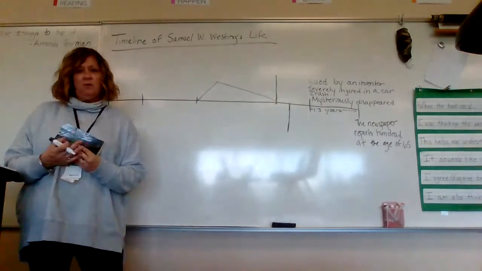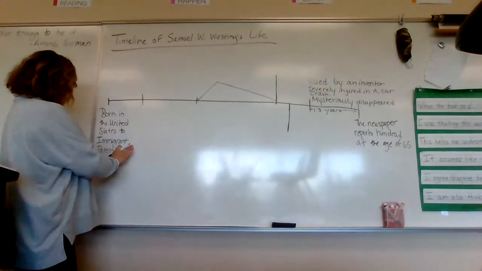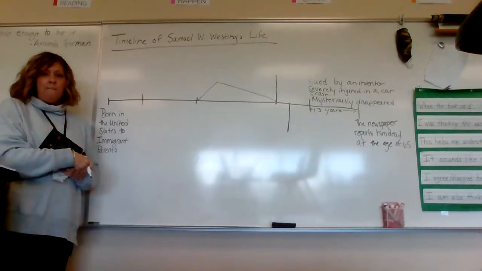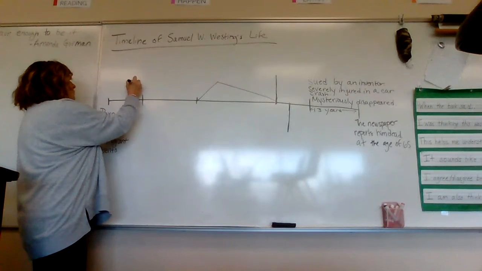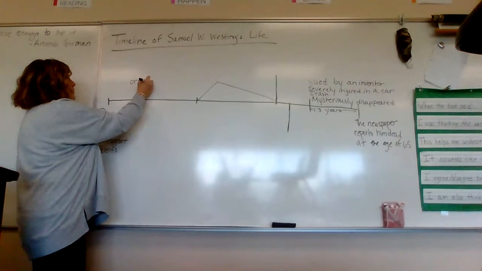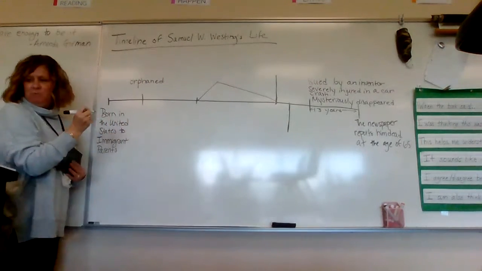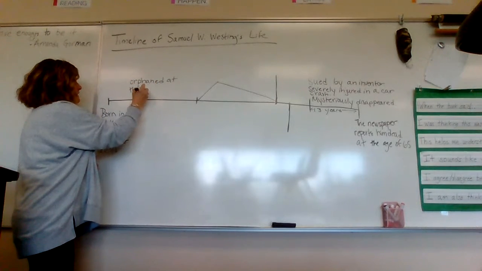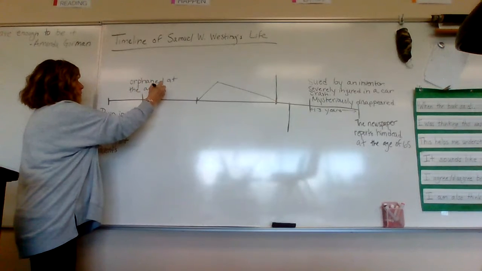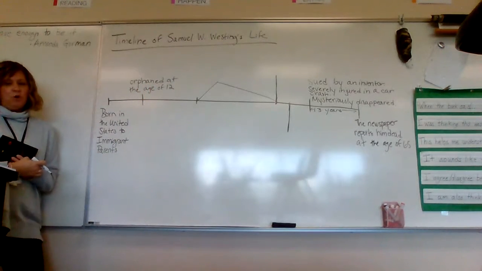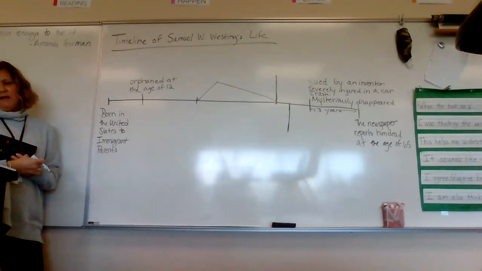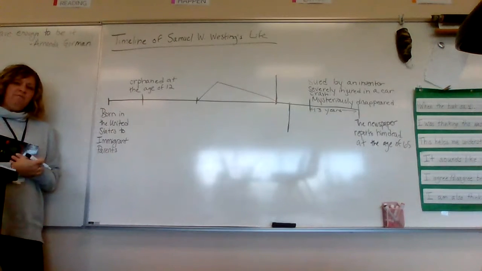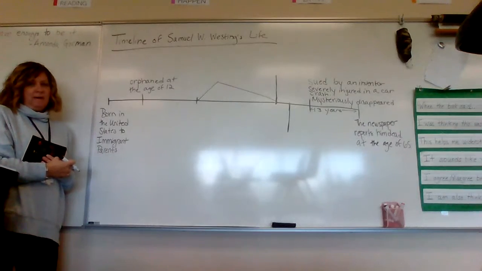Okay, so some of the things that we had added onto our timeline from that reading was that we already had that he was born to immigrant parents, but one important thing that happened early in his life, I should say, was that he was orphaned at the age of 12. That's pretty important. That's a big event in his life, right? So he had no parents. He was orphaned at the age of 12. So we're going to write that down as an important event. So if you don't have that on your timeline yet, you should add that.